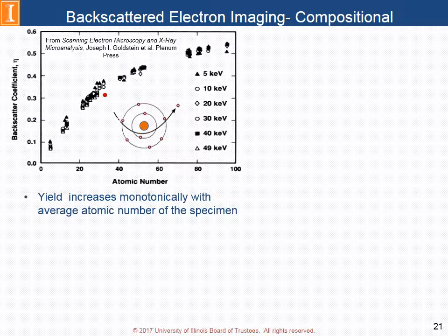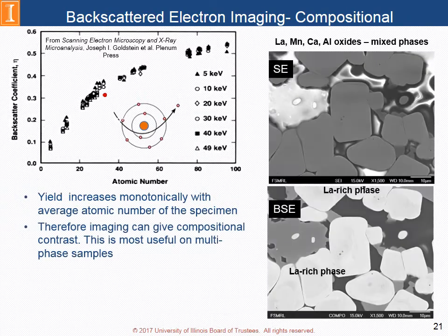The backscattered electron yield increases monotonically with the average atomic number of the specimen. Therefore, backscattered electron imaging can give compositional contrast. This is most useful on multi-phase samples.